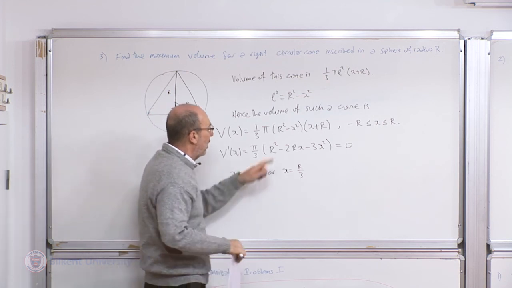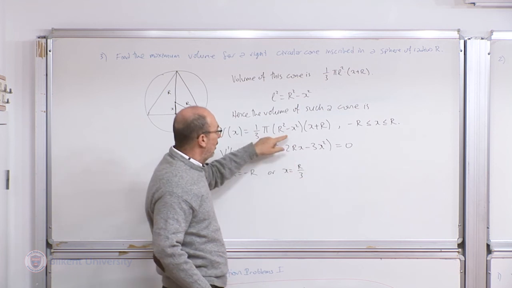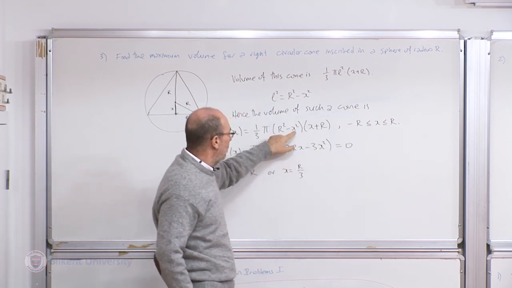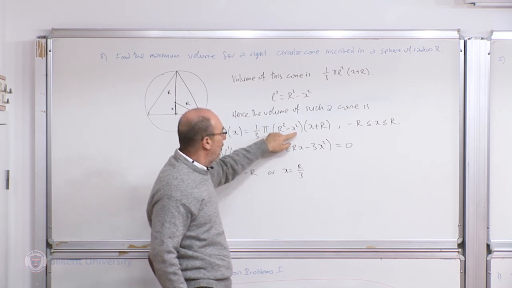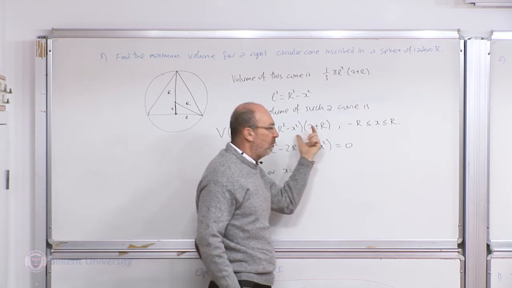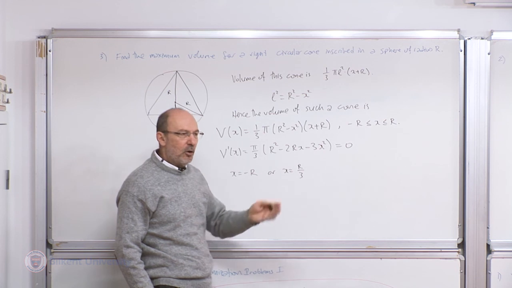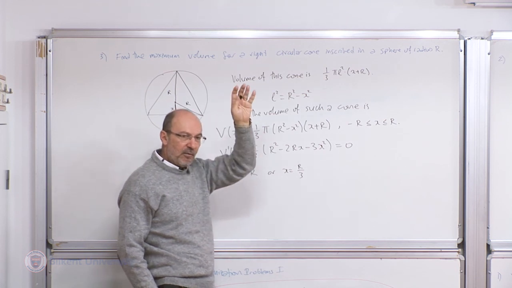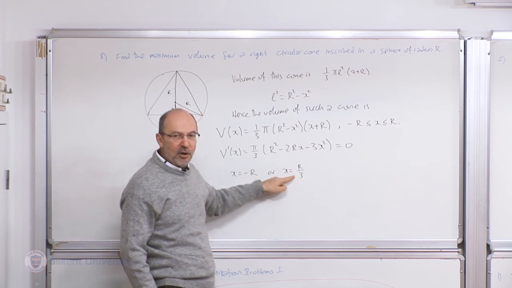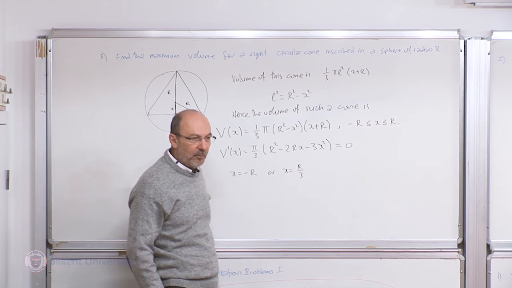Now I look at the function. In this range, the function is always positive because x will never exceed r. At the end points, I calculated before starting that the function is 0. So in between, the function is always positive. It will have a meaningful maximum. There is only one critical point in between, so that is the global maximum.